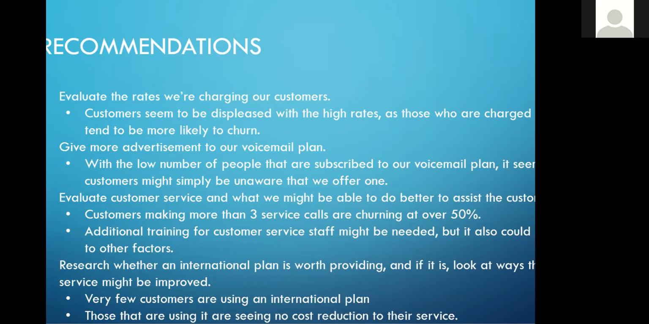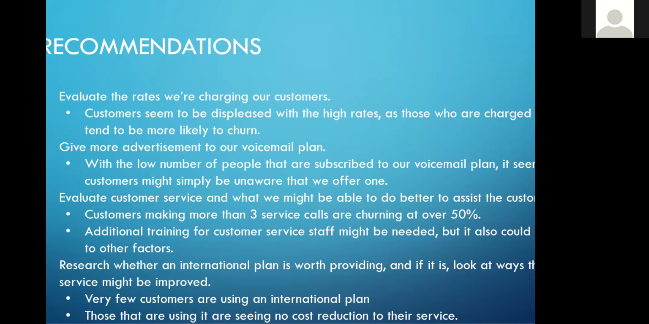We also might need to look into our tech support as to whether we're giving good customer service, whether they're satisfied with their calls, whether we're providing them with the correct solutions, or if they're just unhappy with the quality of this customer service and decide they're no longer going to be doing business with us.